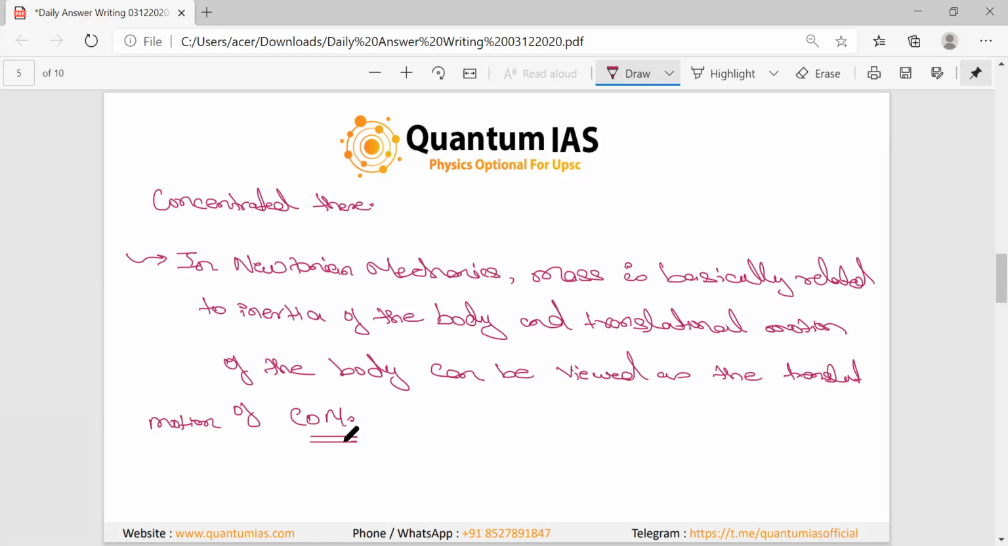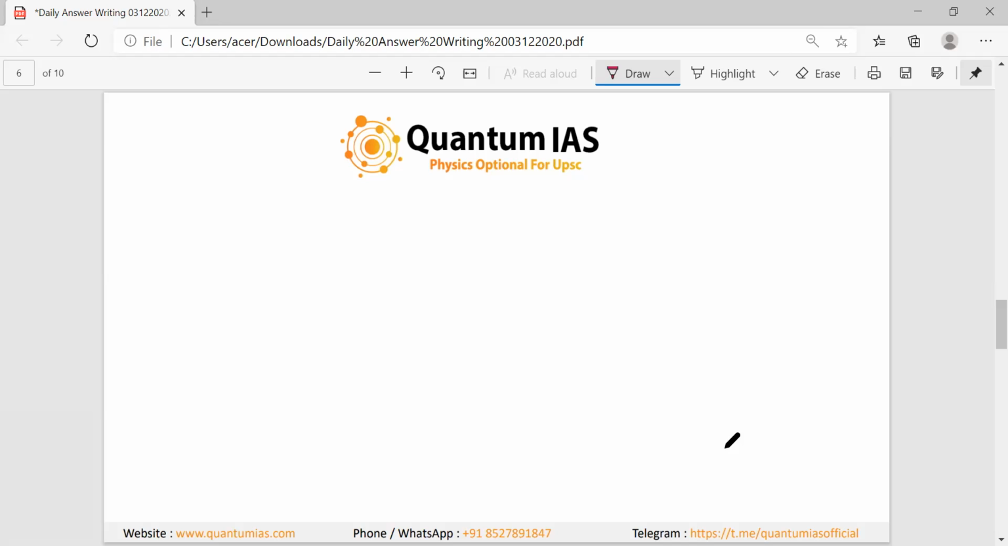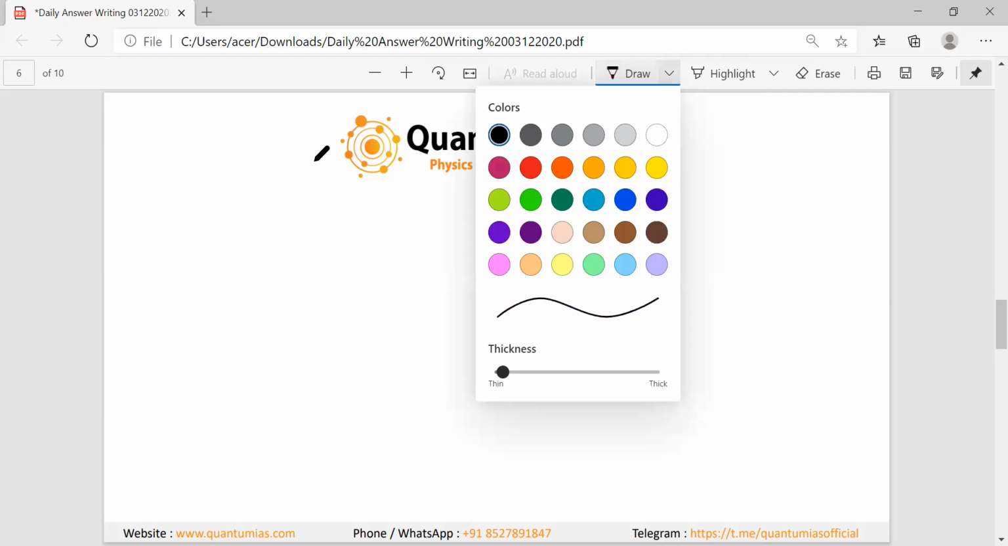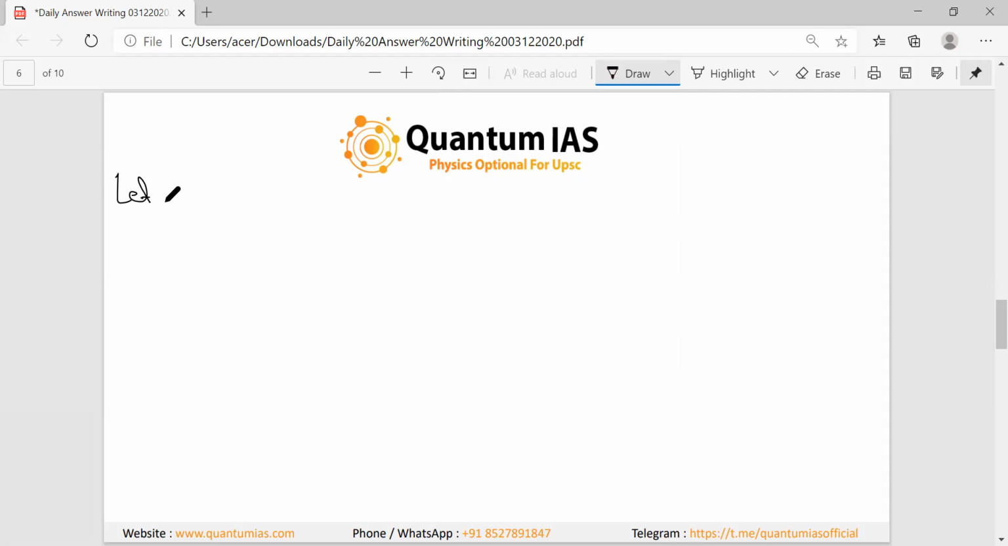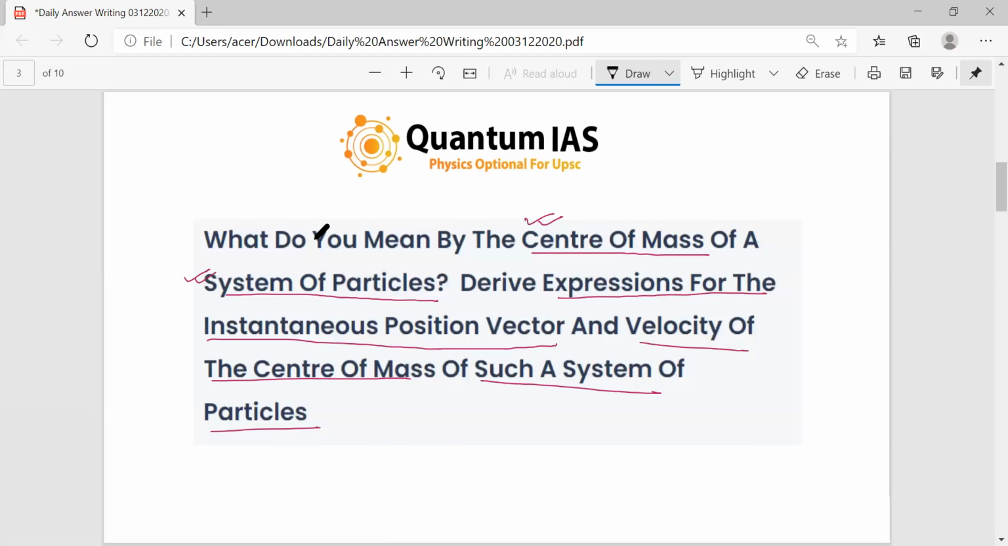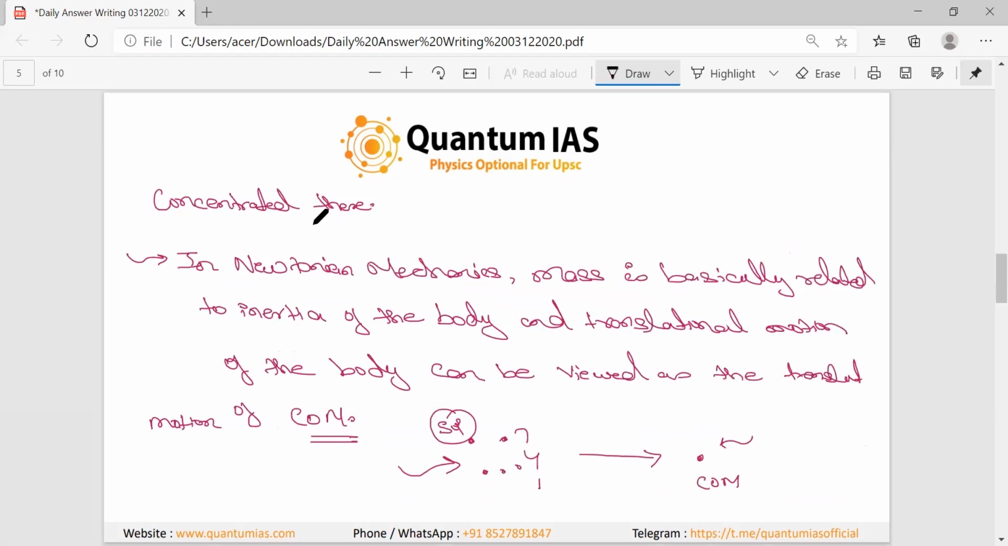So try to understand these things. Whatever the system is, it may be rigid, it may be non-rigid, it may be discrete, it may be continuous. So its complete motion is the motion of a single point, that is center of mass, right? So instead of studying the translational motion of the system of particles, you can study the center of mass, right? So that was the introduction part. You should write it in a very small font, and you should write all of these things.